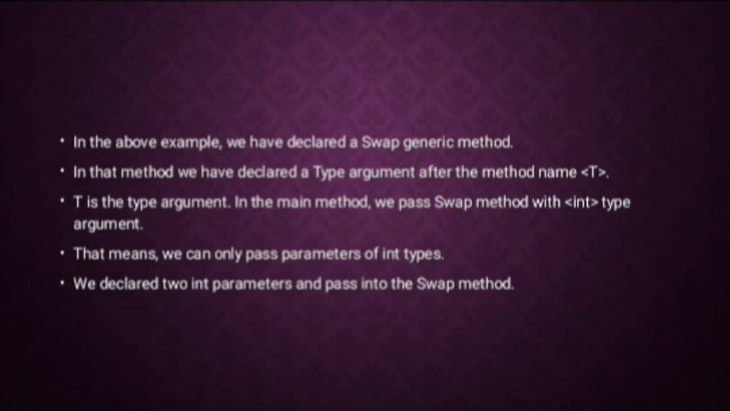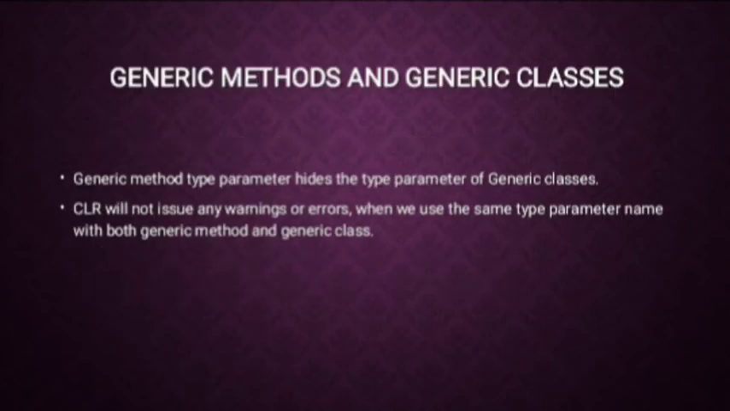That's it. Now, what are generic methods and generic classes? Generic method type parameters hide the type parameter of generic classes. The CLR will not issue any warnings. When will it issue warnings? When we use the same type parameter name with both the generic method and the generic class. If you use int of in both the generic method and generic classes, the CLR will not issue any warnings or any errors. This is the main advantage of generic classes.